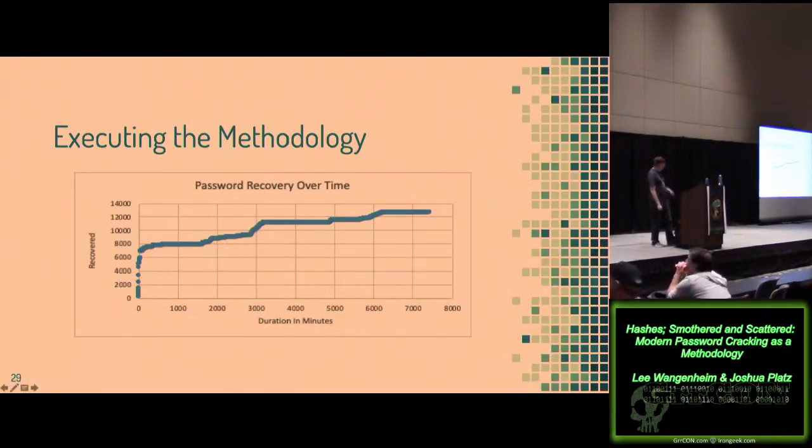Then we started adding rules, and you can see it takes a little bit longer. And towards the end, we're getting to diminishing returns, right? We're running these tasks for a very long time and getting very low return. But we had time left on the gig, so we let the crackers go after it.